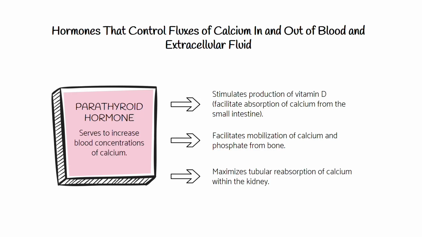Next, the parathyroid hormone also facilitates the mobilization of calcium and phosphate from bone. To prevent detrimental increases in phosphate, parathyroid hormone also has a potent effect on the kidney to eliminate phosphate. And lastly, parathyroid hormone also maximizes the tubular reabsorption of calcium within the kidney. This activity results in minimal loss of calcium in urine.